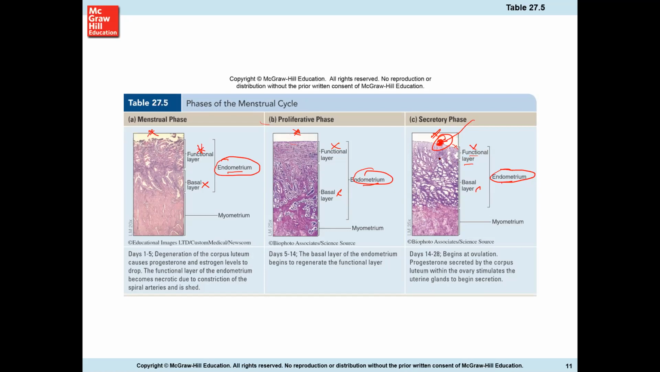Now, if there's not an implantation, if unfortunately we didn't meet a nice sperm on a Friday night, then the functional layer is going to shed and be removed from the uterus. That's the menstrual phase of the menstrual cycle, the first, let's say, 7 days. That's when progesterone drops and estrogen drops, and then you get sloughing off of the functional layer along with the arteries that have been feeding this tissue. So it's a little blood loss and tissue loss, and that's the menstrual flow. So know the 2 layers of the endometrium: the functional layer, which is temporary, and the basal layer, which is always there and always has blood supply.